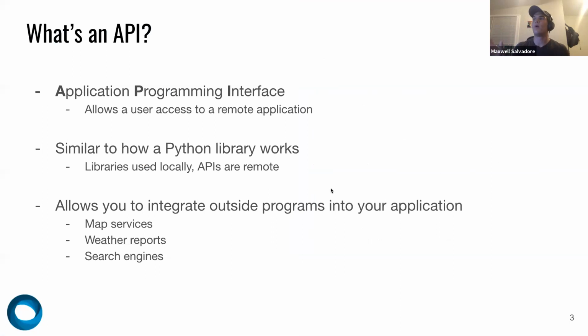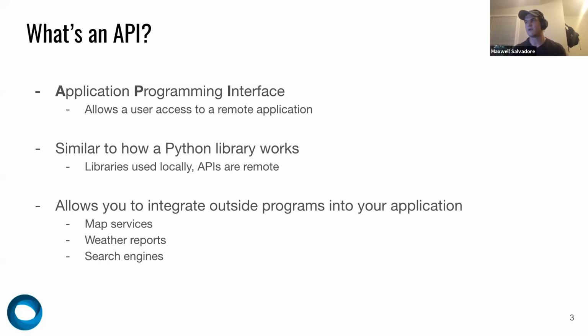So quick, what is an API? API simply stands for Application Programming Interface and allows a user to access a remote application. You can think of an API similar to how a Python library works, except it's hosted remotely instead of locally on your machine. If you've ever used Python before, there's the import line at the top where you import a library. So you're literally importing the code into your computer, and then you run the code on your computer.